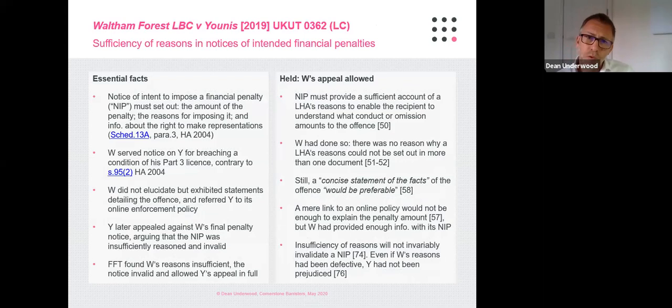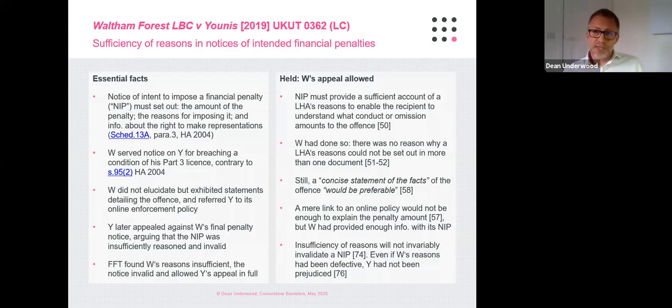Well, in this particular case, Waltham Forest had served on Mr. Eunice a notice of intent for breaching a condition of his Part 3 licence, which was contrary to Section 95(2) of the 2004 Act, one of the prescribed offences under the statute. The facts of this case are quite unusual, quite interesting, and if you have time to read the decision, it's not online, but if you email me, I can send you a copy. It's worth taking a read. Mr. Eunice was essentially running a gambling den from his property and had been causing a nuisance to his neighbours by, for example, hanging dried fish outside of his kitchen window.